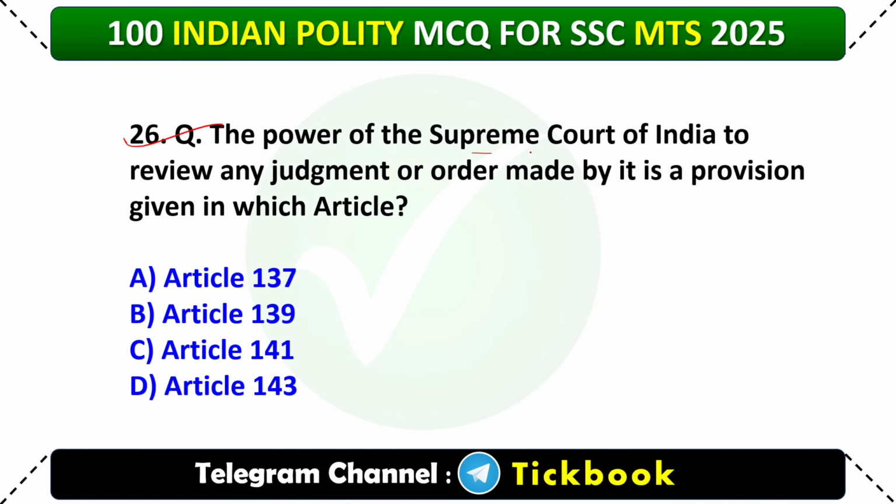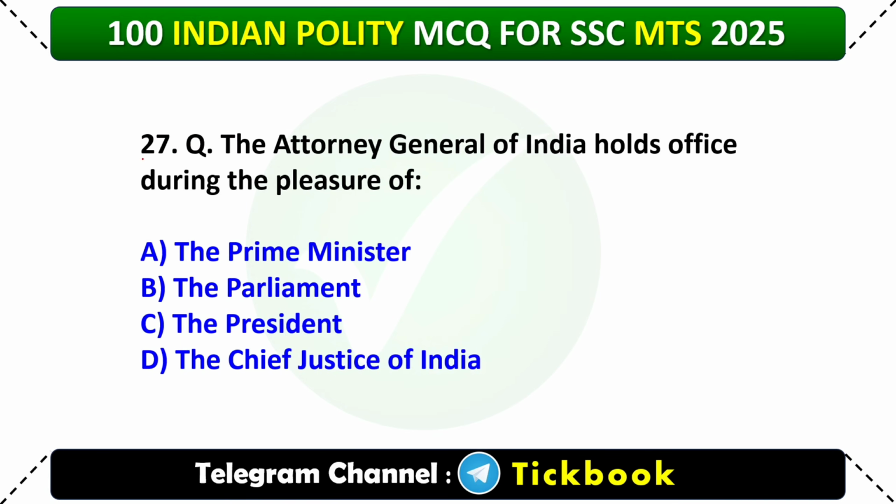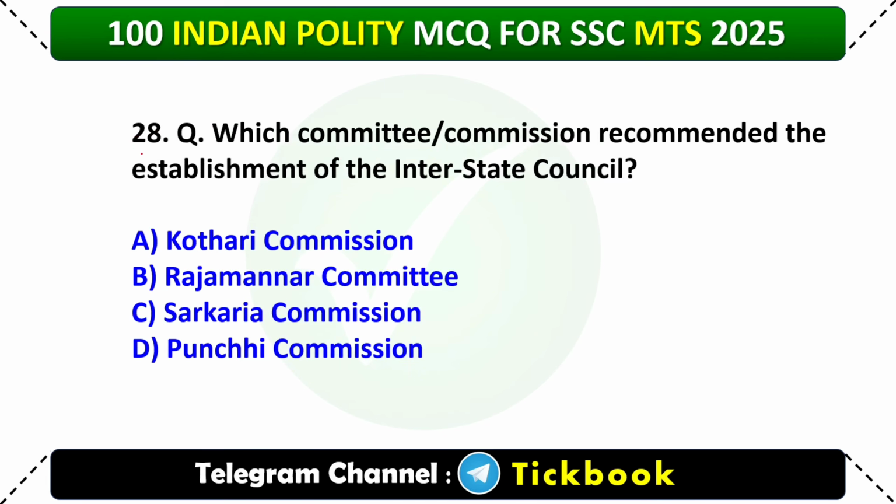26. The power of the Supreme Court of India to review any judgment or order made by it is given in which article? Option number A is the correct answer, Article 137. 27. The Attorney General of India holds office during the pleasure of? Option number C, the President.